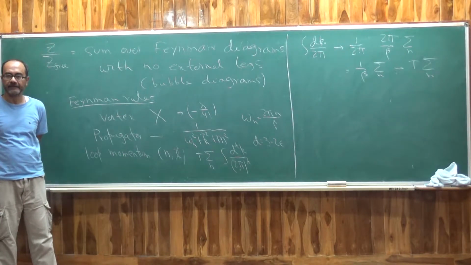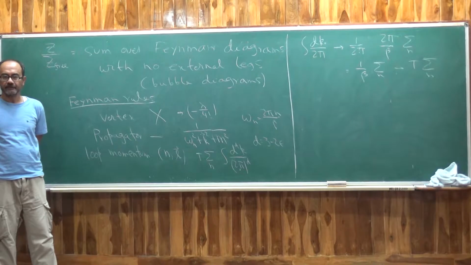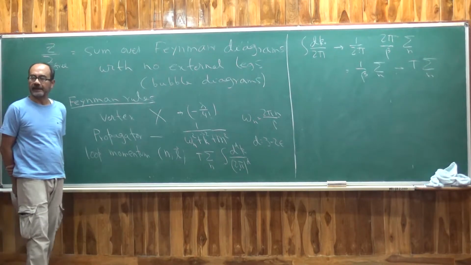Is this clear? Okay, so these are the Feynman rules. Now with these Feynman rules, we will try to calculate some simple diagrams. Are there questions?